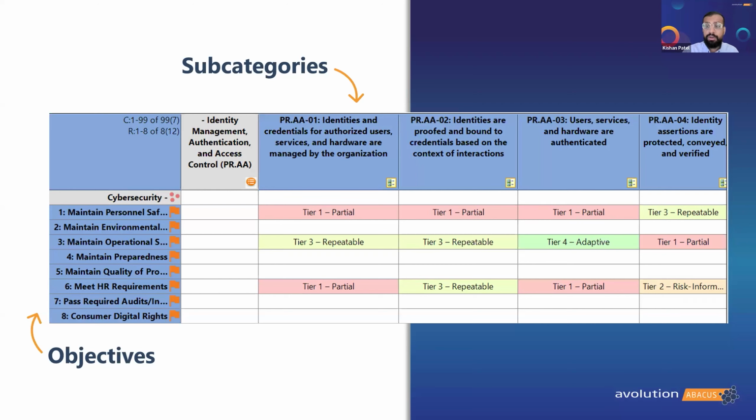Once we've defined our mission objectives, we can take these objectives and start mapping them to the relevant categories and subcategories. And then we can start assessing the implementation tier. So the implementation tier is an assessment on how an organization views cybersecurity risk and the processes in place to manage that risk.